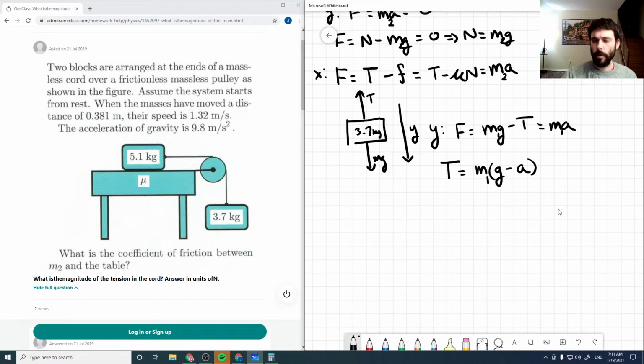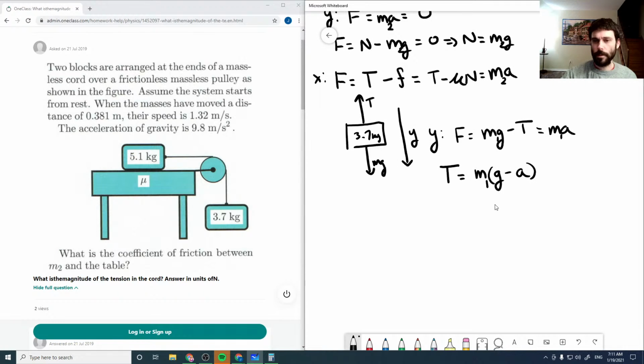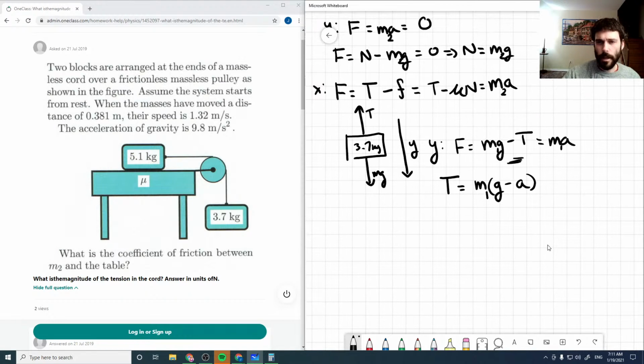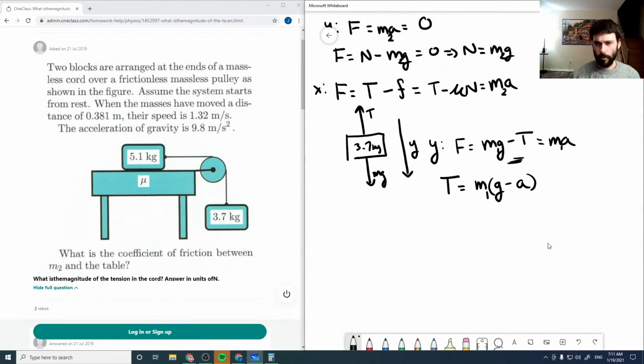Or no, sorry, it won't be with correct directionality. So this tension will come out to be a positive value, but we need to remember that it's in the negative direction, as we've already taken account of our directionality by giving it a negative sign. Okay, so with that value for our tension, we can plug that into our x equation for M2.